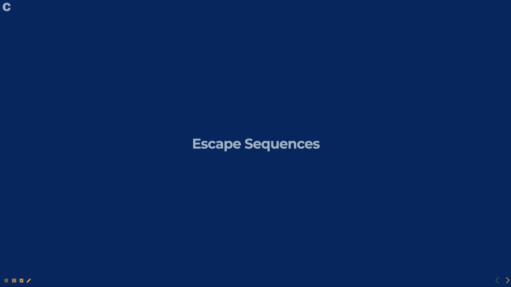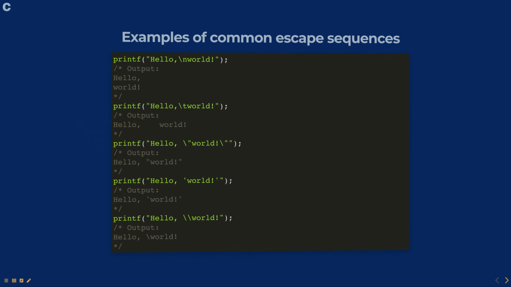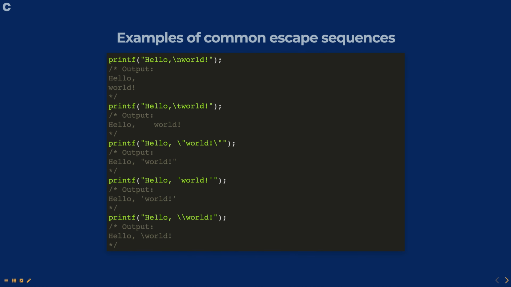Today we are going to talk about escape sequences, part of the programming in C course. In C, escape sequences are special characters that begin with a backslash and are used to represent certain special characters that cannot be represented directly in a string. Here are some examples of common escape sequences in C.